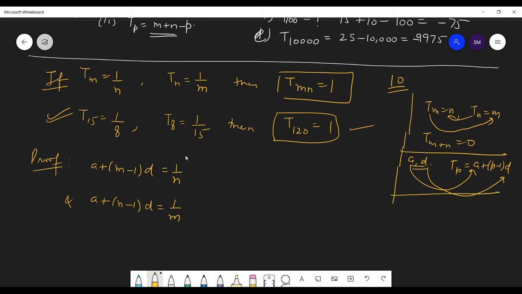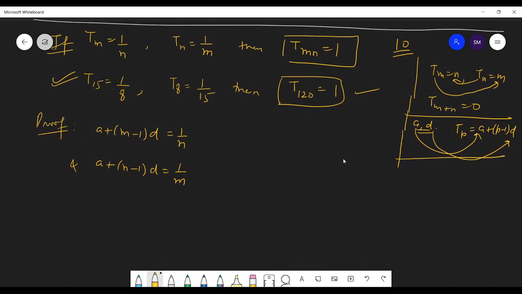Now what will be your strategy here, students, to prove this? Sir, we will subtract the equations. Okay, that's good. So you can subtract the equations. What's the purpose of subtracting the equations? From that we find the values of d and a. Okay, so what is this T(mn) equal to 1?